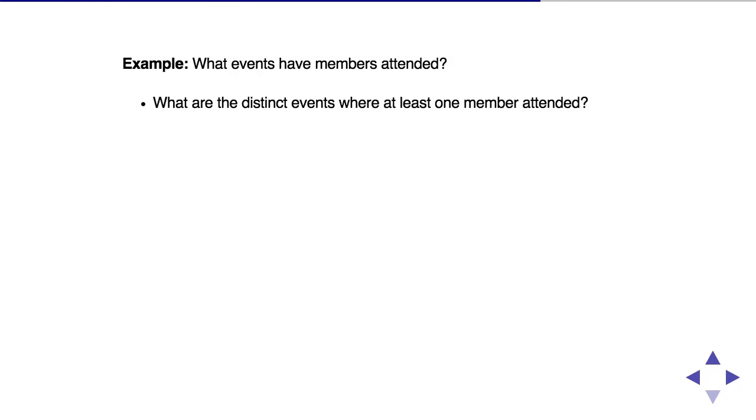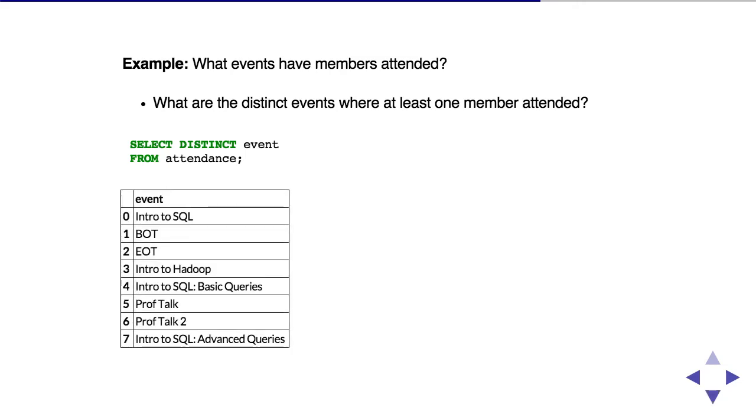So, for instance, what events have Stats Club members attended? What are distinct events where at least one member has attended? That means, what are the unique events inside of the attendance table? So if we just select distinct event from attendance, we only give out the list of all the events we have records for people attending.